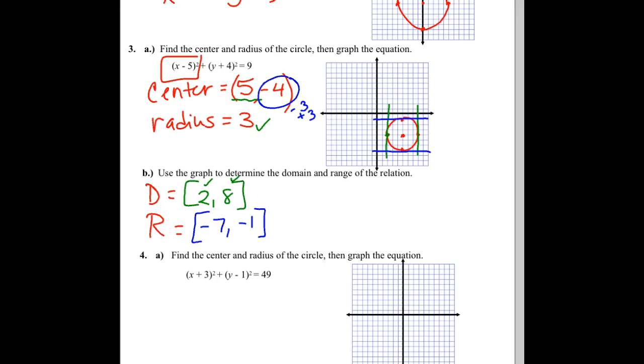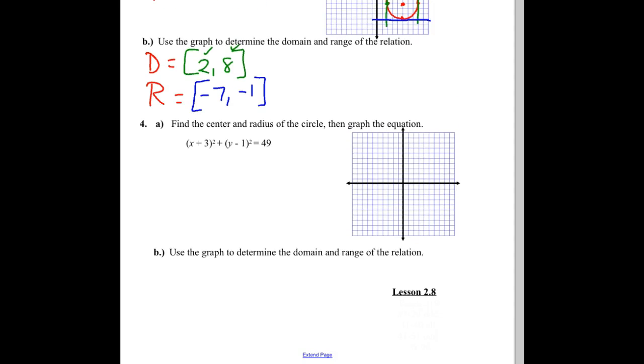Okay, we have one more to look at. I'm going to pause the video and let you guys try this one on your own first, and then we'll come back and check. So center for our last one here is what values? (-3, 1), right? And then radius would be a 7.